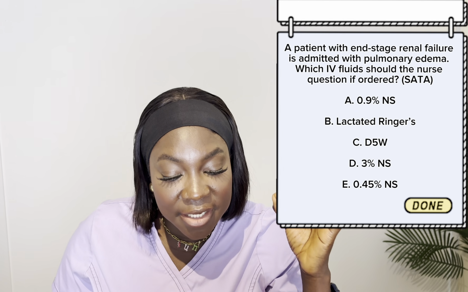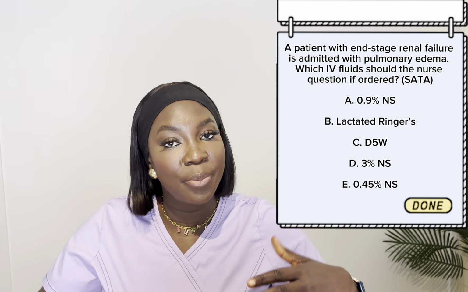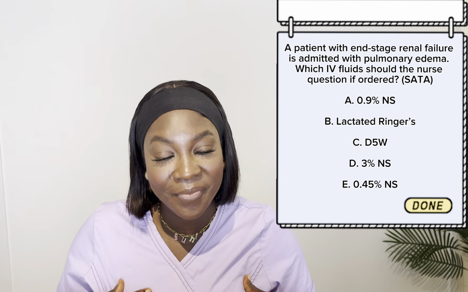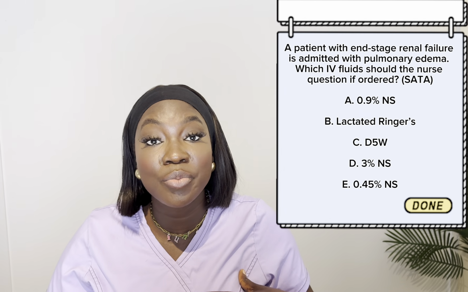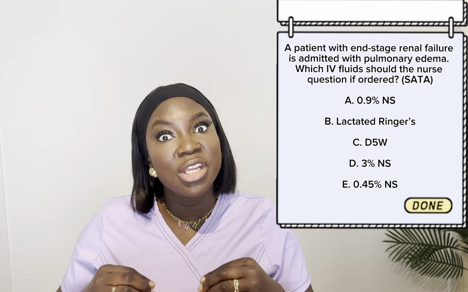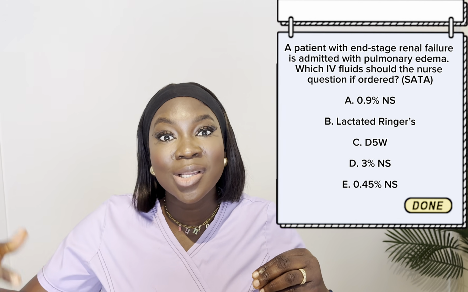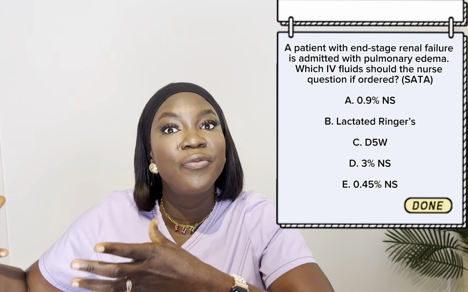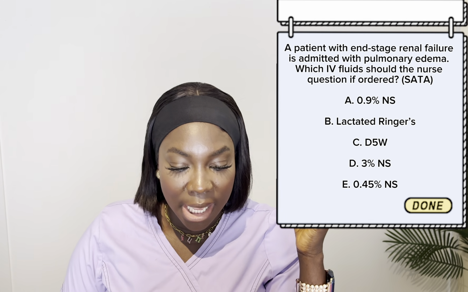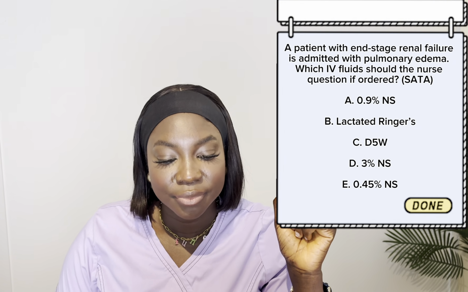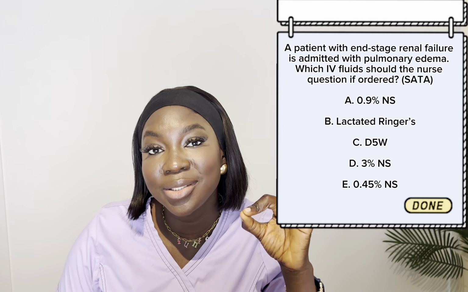And C, D5W, this is 5% dextrose in water, which turns to a hypotonic fluid. It's isotonic in the bag, but hypotonic when it's metabolized in the body. This patient is already having pulmonary edema. So if you give them hypotonic fluids, because this 5% dextrose in water turns into hypotonic fluid in the body, it will worsen pulmonary edema. It will shift more fluids into the lungs. And we don't want that. And that's why we'll question that in patients that already have pulmonary edema. It will cause fluid overload.